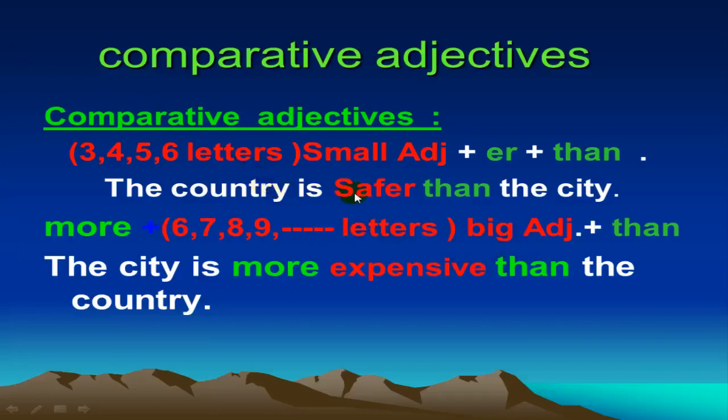Another thing here is that the small adjective will have only one vowel. The big adjective has two vowels in separate parts, like expensive: E, E, I. Three vowels here, and the E at the end is silent. But safer: safe, S, A, F, and the E is silent. So it has only one vowel.